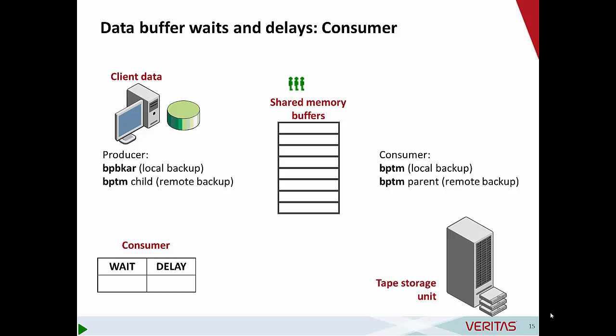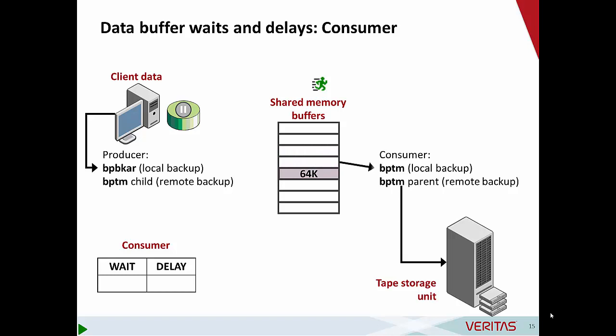Here's an example of looking at the output of NetBackup reports to identify where the bottleneck is. In this example, we're talking about a backup operation where the client is the producer and the media server is the consumer. In this case, it is the consumer process, the BPTM process on the media server, that's complaining about delays. Here's what's happening. The client is sending data to the media server, and the data is going into shared memory buffers on the media server. The BPTM process is then reading that data out of the buffers and running it to tape in this example.